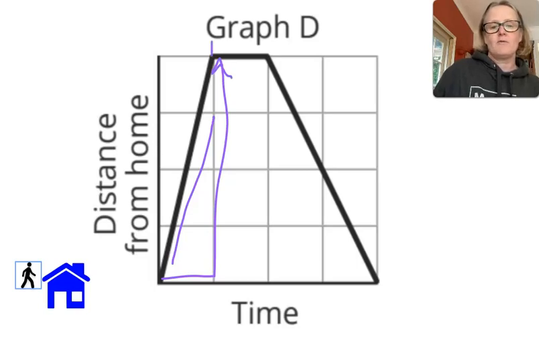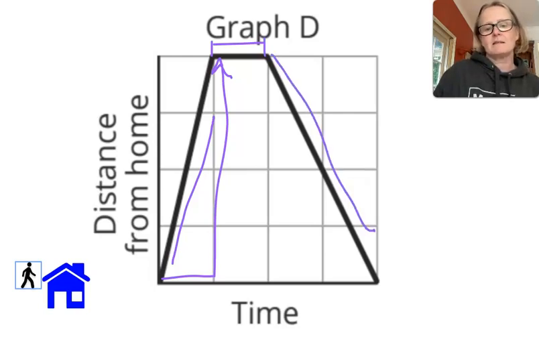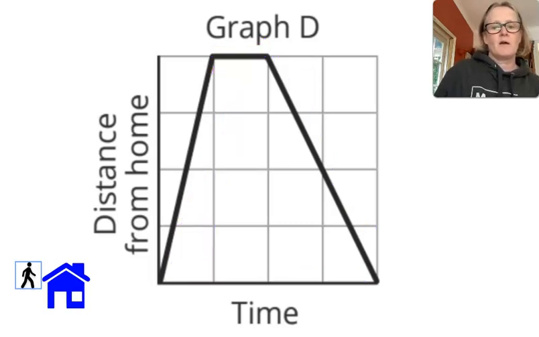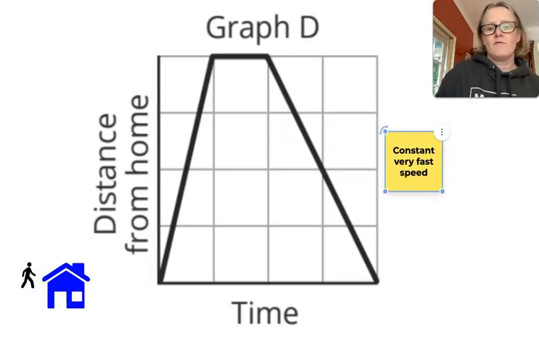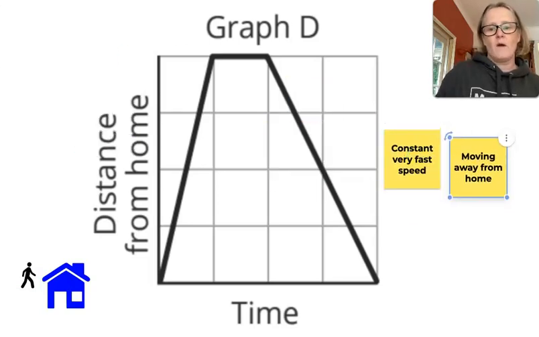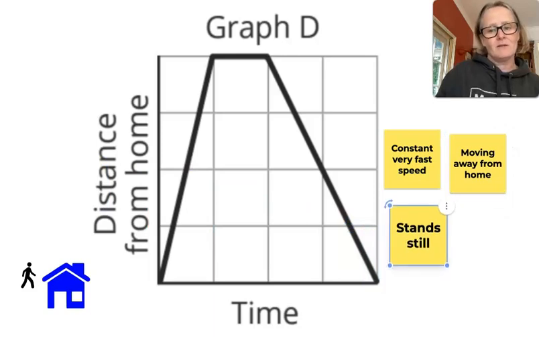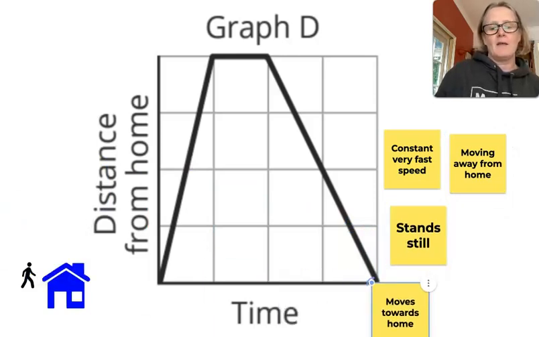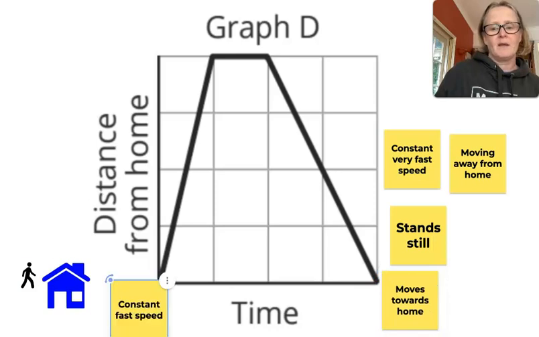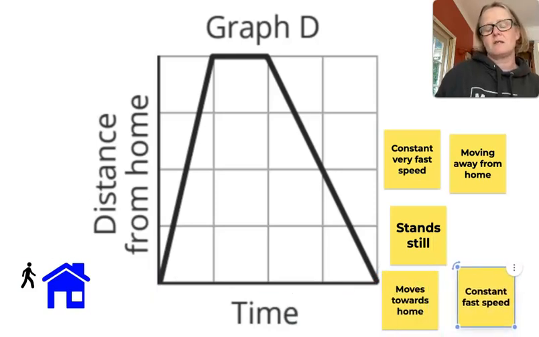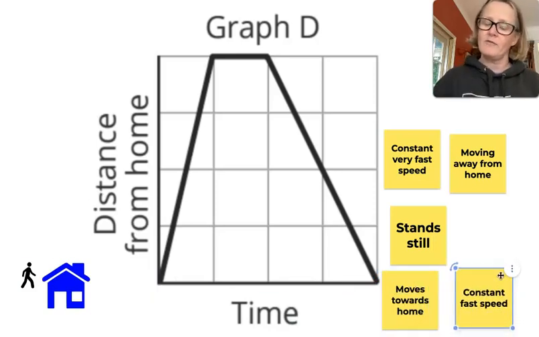He stands still for a block of time, and then he comes back home, but the gradient is less steep. So he's taking 2 blocks of time to get back home. So what he is doing is moving away from home at a very fast speed. He stands still for 1 block of time, and then he moves back towards home. It's at a fast speed, but it's not as fast as him walking away from home at the beginning.